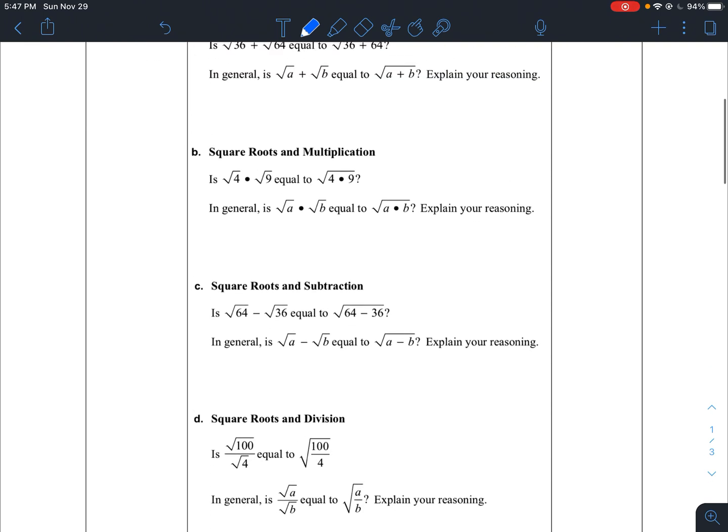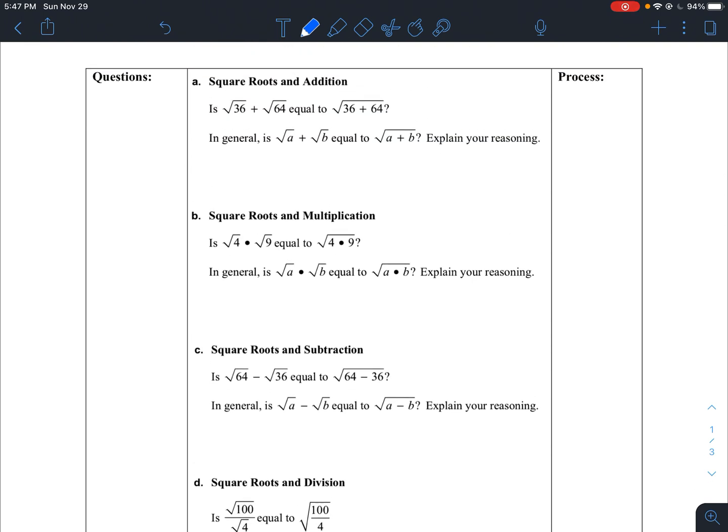Here are a couple questions for you to follow. In A, B, C, and D, it's asking us to do an operation. The first one is square roots and addition. What it's asking us is if we take the square root of 36 and add the square root of 64, will it be the same thing as the square root of 36 plus 64? And can we generalize that to general numbers such as a and b?